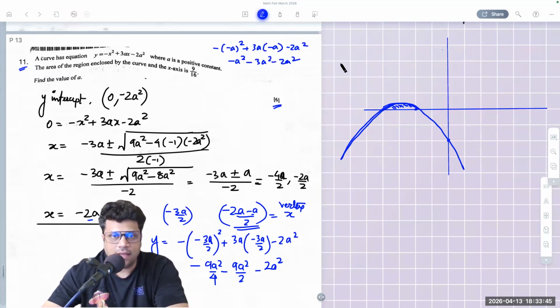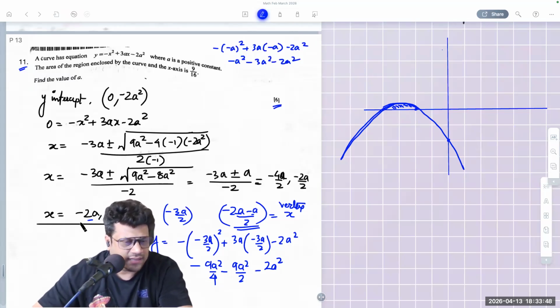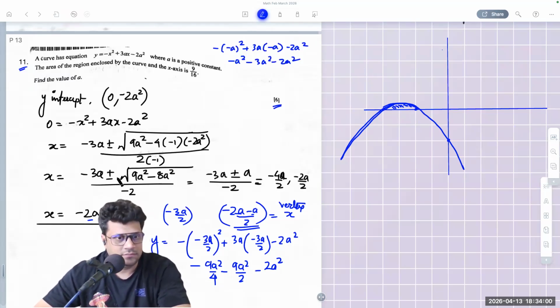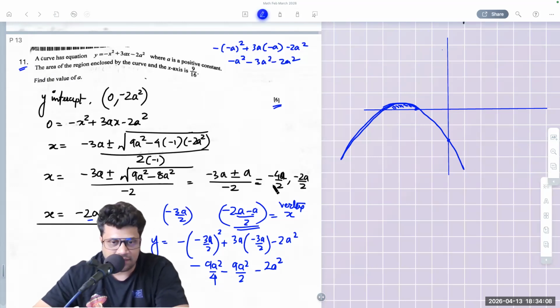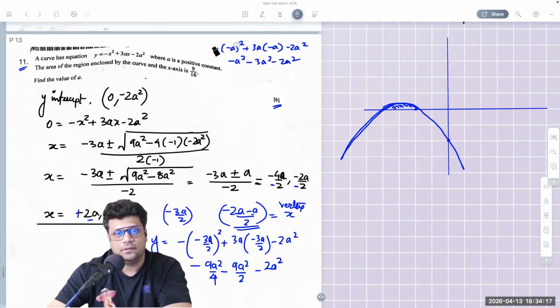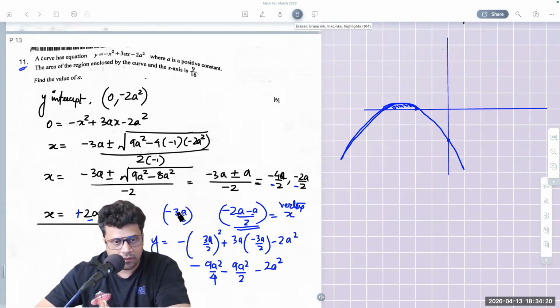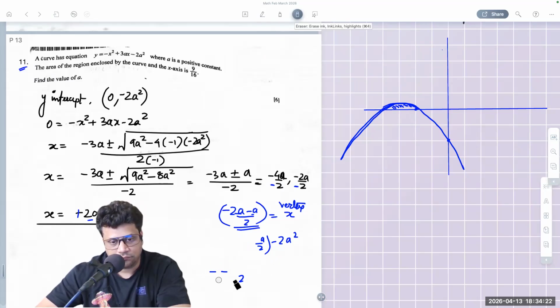Okay, I think I need to correct my x-intercepts. Minus b plus minus root over b square minus 4ac, by minus 2. Oh yeah, that's the mistake. Got it. There's a minus 2 out here. So it's plus 2a and plus a. Those are the x-intercepts. Okay, that is why. So that was the mistake.